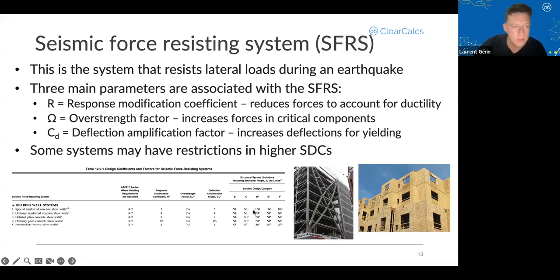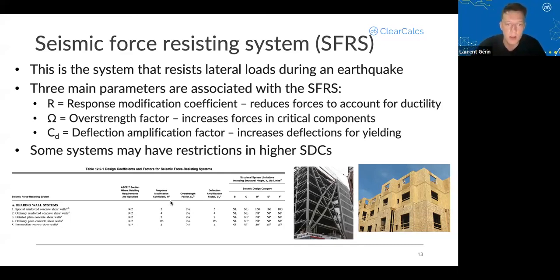Instead, you'll see you actually have to use special reinforced concrete shear walls. So then you'll be able to build them up to 160 feet high. What the special means here versus ordinary, it means we've got a lot more detailing requirements usually. So there'll be some stuff about perhaps the type of hooks you're using in your walls, how you're anchoring your rebar, the connections between your walls and your slabs or something like that. These are all things that you have to consider at that point.